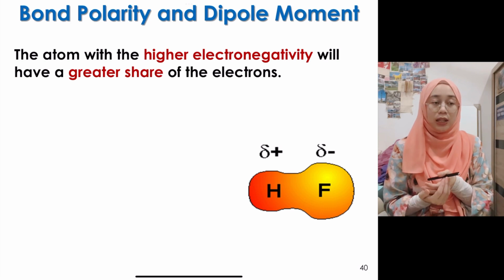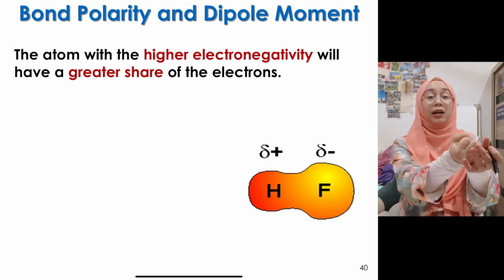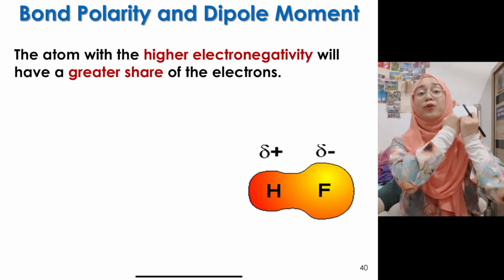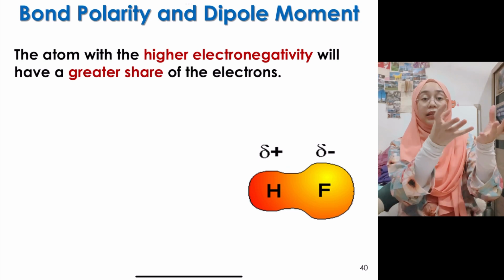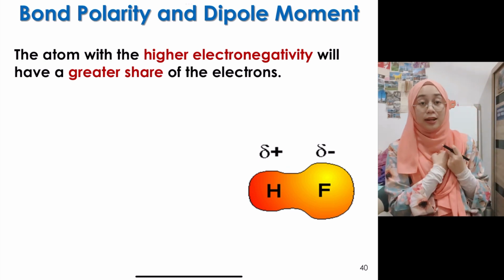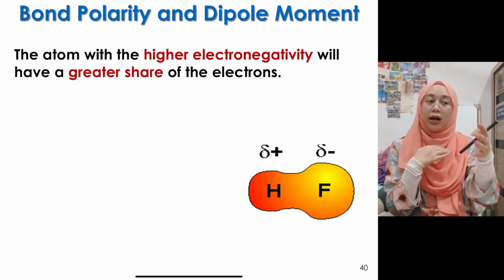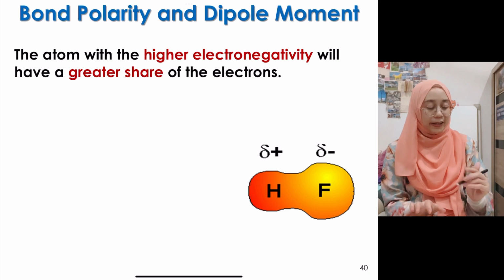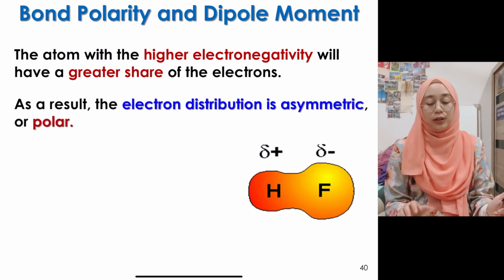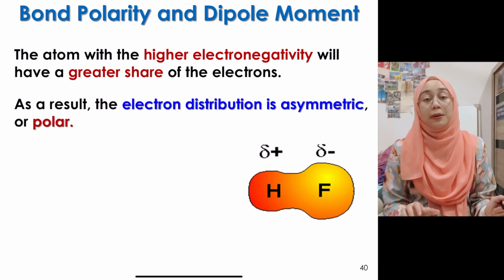Okay, electronegativity is defined as the tendency to attract bonding electrons towards itself. Okay, so lagi kuat electronegativity dia, lagi kuatlah dia attract bonding elektron ke arah diri dia. Okay, lagi kurang electronegativity dia, so kalau ada bonding elektron tu, most probably dia tak tarik kuat sangat lah. Okay, so as a result, the electron distribution is asymmetric, ataupun kita cakap sebagai polar.